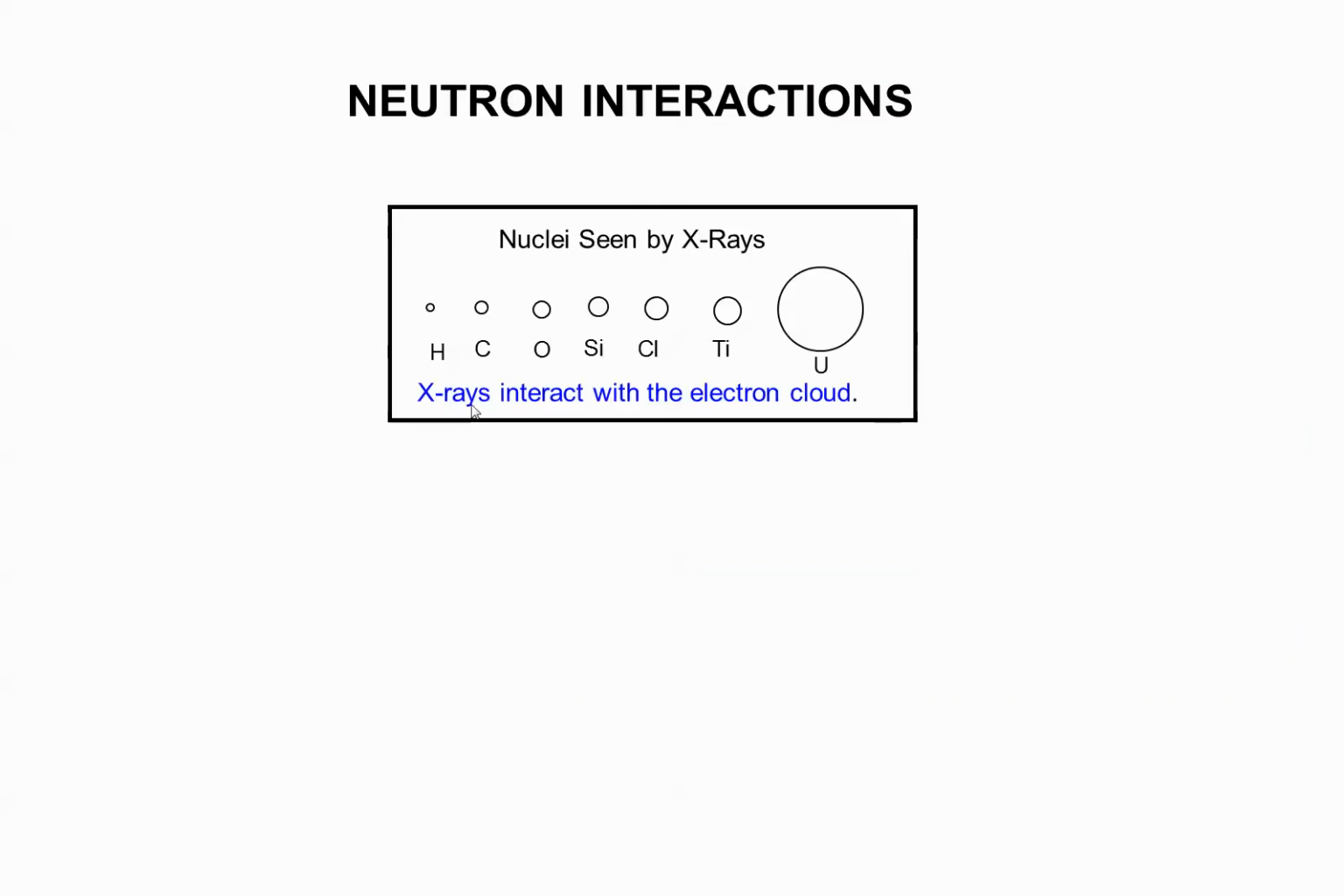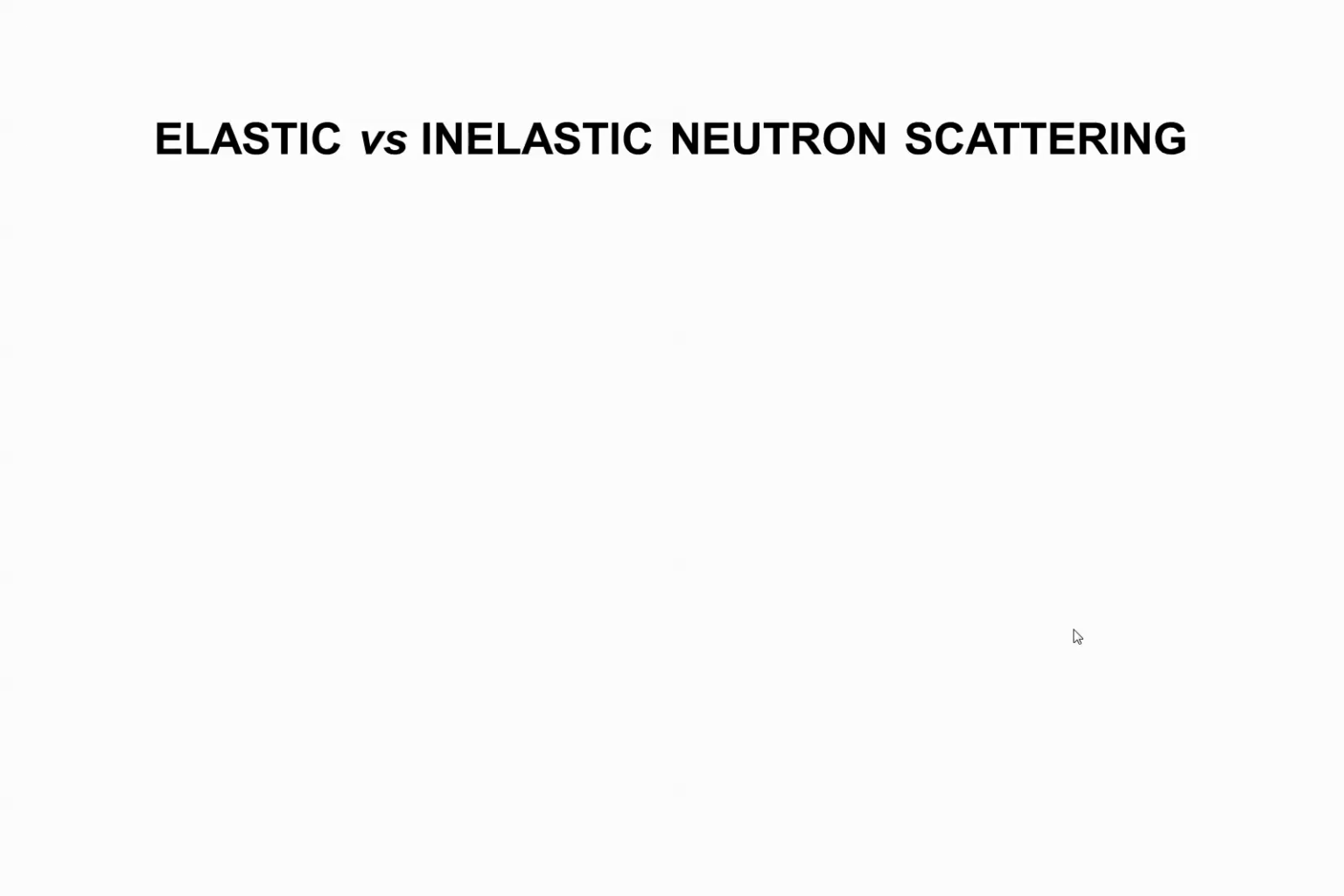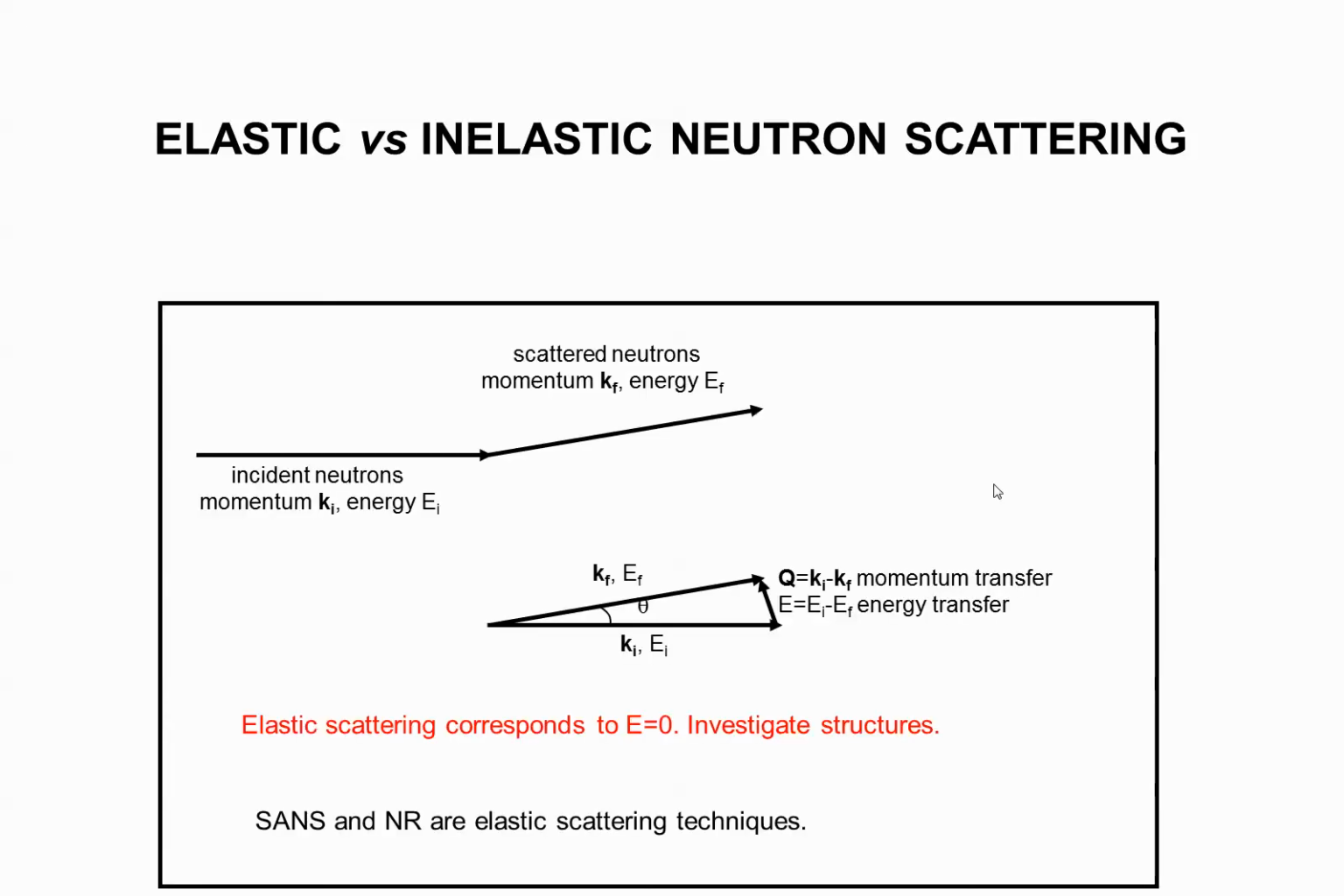Neutron interactions. X-rays interact with the electron cloud, so scattering increases with the atomic number, while neutrons interact with the nuclei. So it's almost random. You see the scattering length changes from one element to the other. For example, hydrogen has a negative scattering length, while deuterium has a positive scattering length. They are different, and so on and so forth. Elastic versus inelastic neutron scattering.